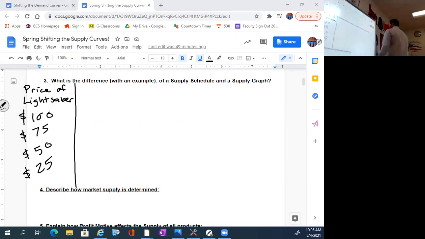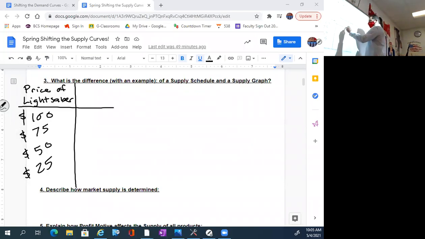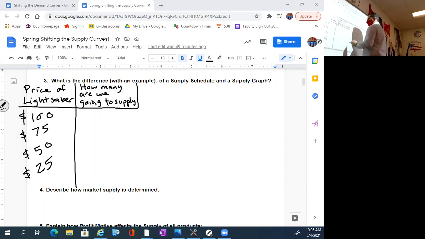Remember, prices are neutral. Prices are neutral. Prices don't care. Producers and consumers care about price, but prices are going to stay neutral. All right, price of lightsaber. Those are the prices that we can sell it for. Over here, we're going to put how many are we going to supply? How many are we going to supply at these price points?